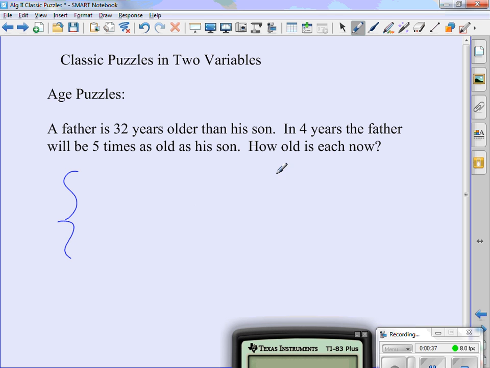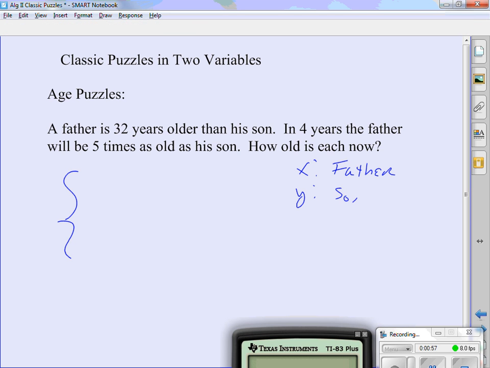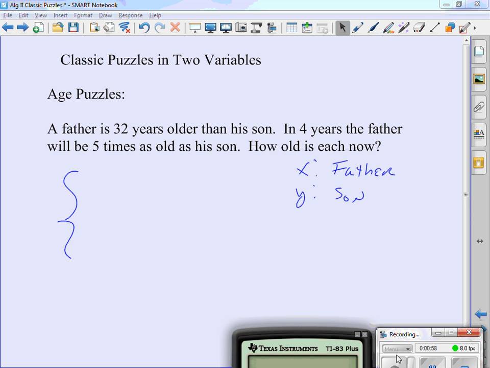If you use x and y, we have to declare what we're using. X is going to stand for, what are we talking about in here? Father. Y is going to be son. Now, we need to break it up so that it's two equations.